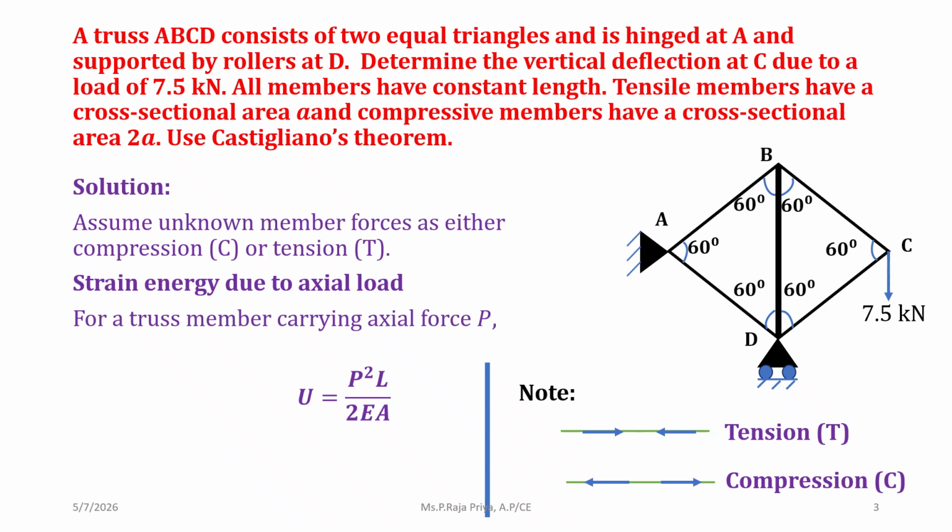And here a problem is given, that is a truss, which consists of two equal triangles and it is hinged at A and supported by rollers at D. We are asked to find the vertical deflection at point C due to a load of 7.5 kilonewton. All the members have constant length. Tensile members have a cross-sectional area A and compressive members have a cross-sectional area of 2A.